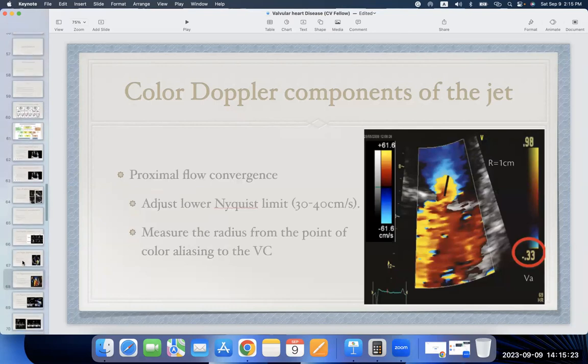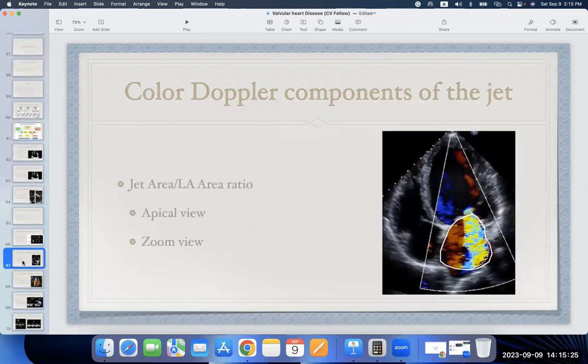But of course, you should know that this is not very reliable because it can be affected by your systolic blood pressure. If you have a high systolic blood pressure, of course, you're going to have a significant jet area. So make sure that always, when you write the echo report, you report the blood pressure.